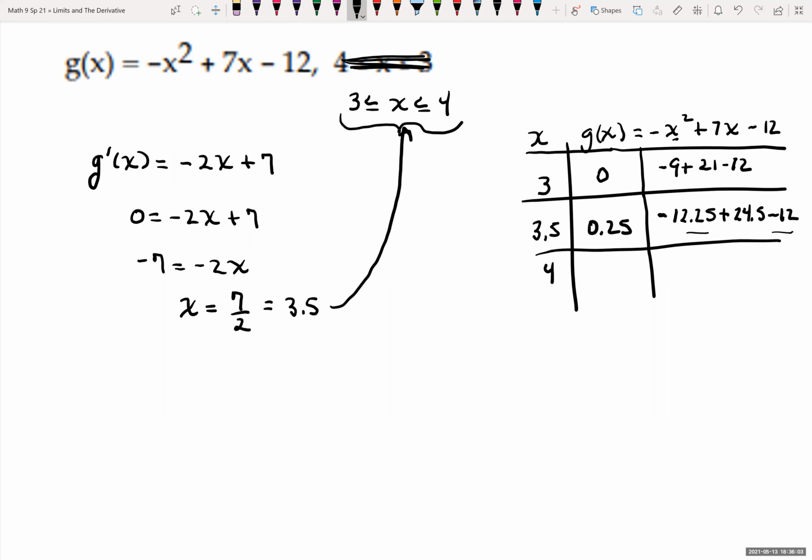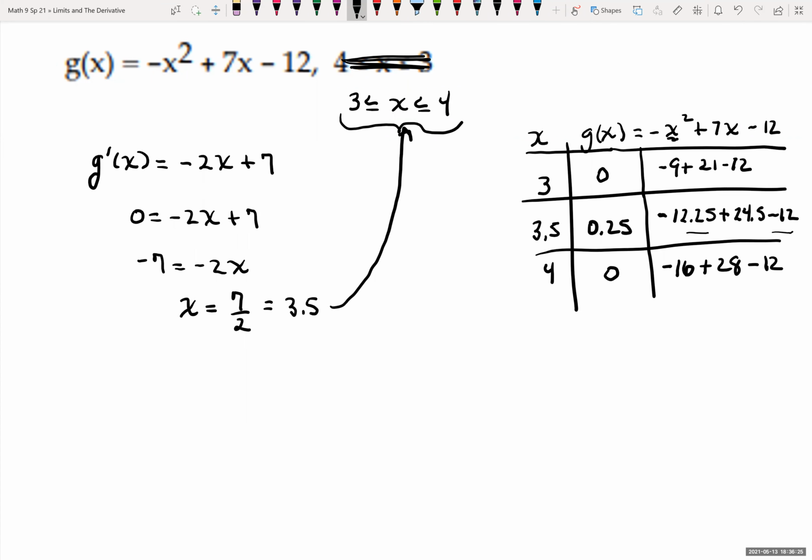Now we're going to plug in 4 wherever we see an x. So 4 squared gives me 16 with a negative in front. So negative 16 plus 4 times 7, so plus 28 minus 12. So this is negative 28 plus 28. This gives me 0 again.